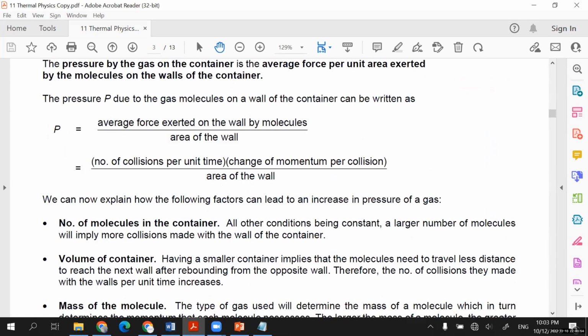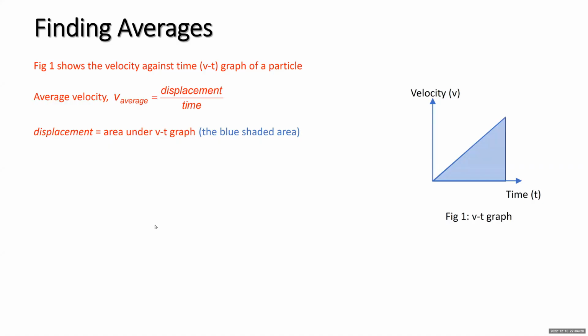Okay, at this point, I would like to discuss how we obtain averages using graphs. Figure 1 shows the velocity against time graph of a particle. So the average velocity is given by displacement divided by time. So we know that the area under the v-t graph is the displacement. And this is the blue shaded area.